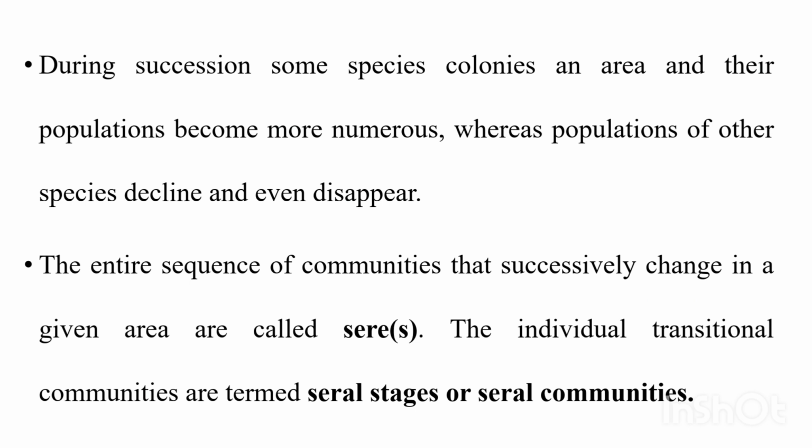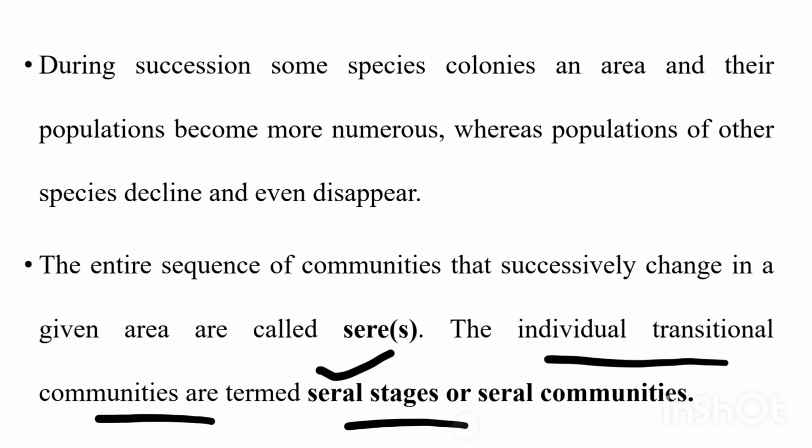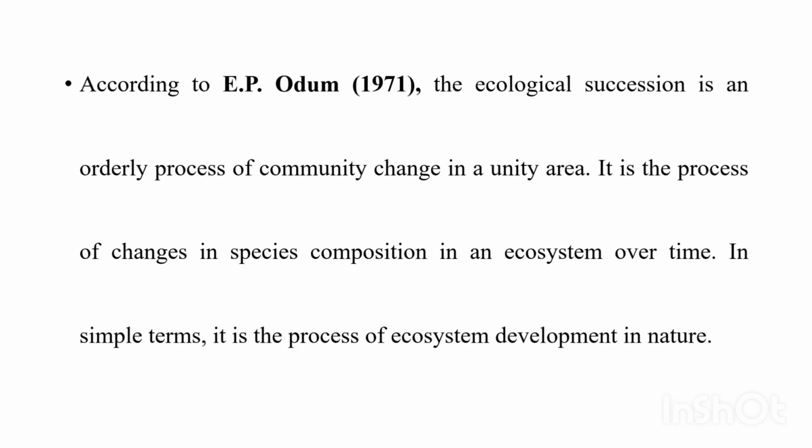During succession, some species colonize an area. Their populations become more numerous, while populations of other species decline and even disappear. The entire sequence of communities that successively change in a given area is called a sere. Each stage is called a sere. The individual transitional communities are termed seral stages or seral communities.